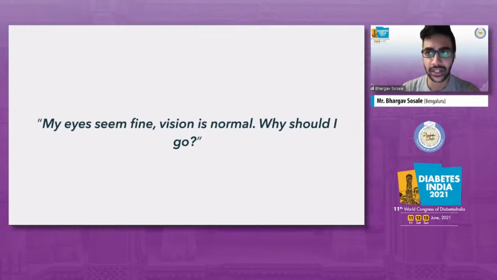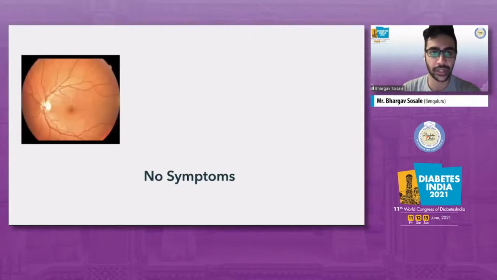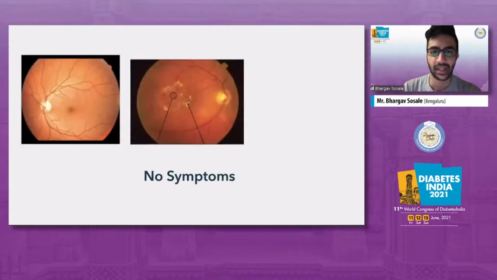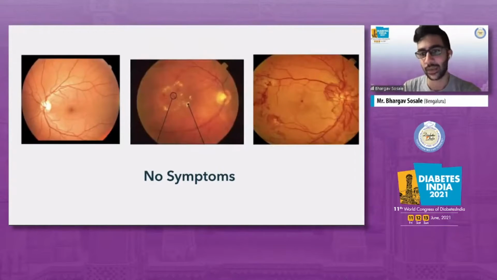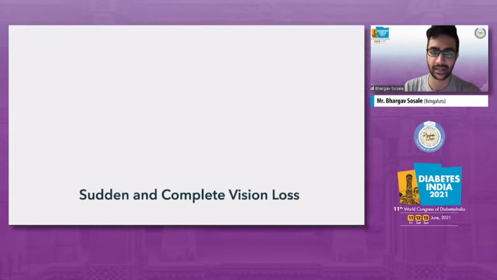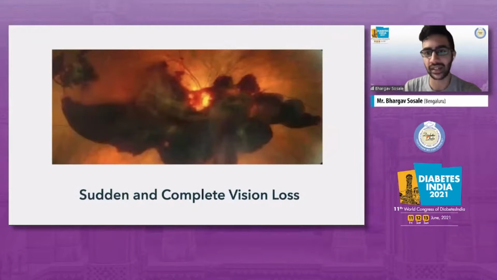Rohan at first was right. He had no symptoms. This was his retina. Everything was very clear. But after some time, he developed some form of diabetic retinopathy. The retina started seeing damage. There were still no symptoms. After that, there was further damage to the retina, and there were still no symptoms. And then there was sudden and complete vision loss, and it was too late to do anything about it.